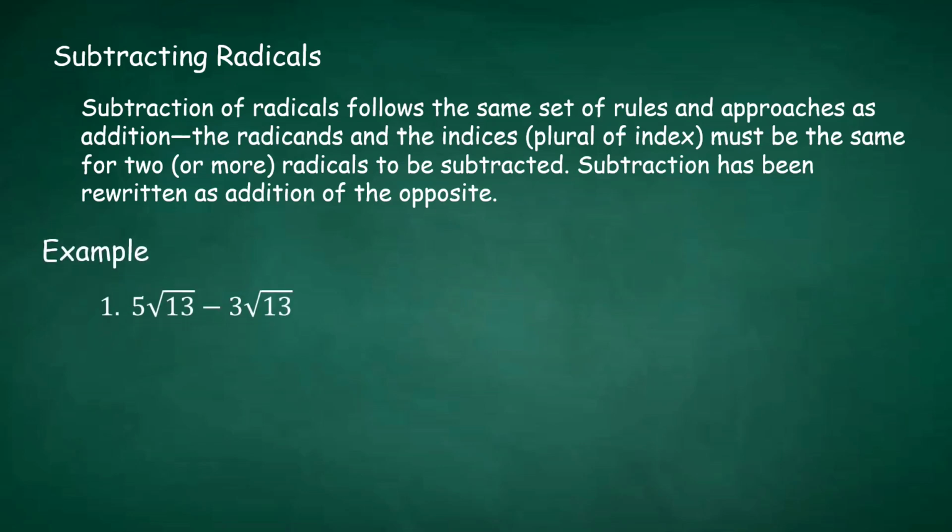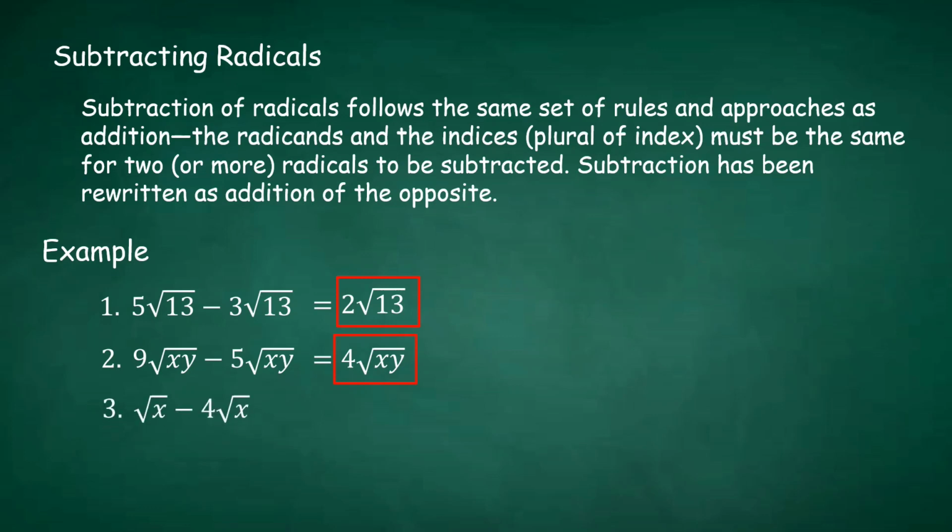In example number 1, we can subtract both coefficients, because they have the same radicals. So, 5 minus 3 is equal to 2, and just copy the square root of 13. So the final answer is 2 square root of 13. Number 2. The two terms have the same radicands and index. We can easily subtract both coefficients, which is 9 minus 5, is equal to 4, and then copy the square root of xy. So the final answer is 4 square root of xy.